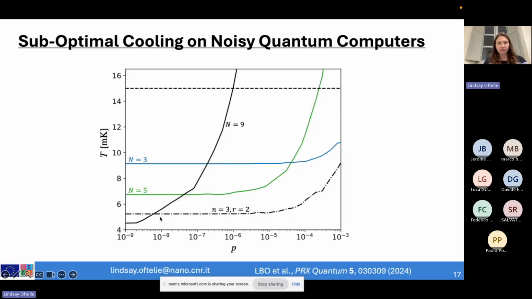On the other hand, this dash-dotted line shows the results from the suboptimal dynamic cooling. And you can see that we've given up a little bit of cooling power. Our final temperature is not as low as it could be, but look how long it remains robust to noise. This is because the circuit size is dramatically reduced. And it performs quite well. You can see that it even cools more than optimal cooling with 5 qubits.